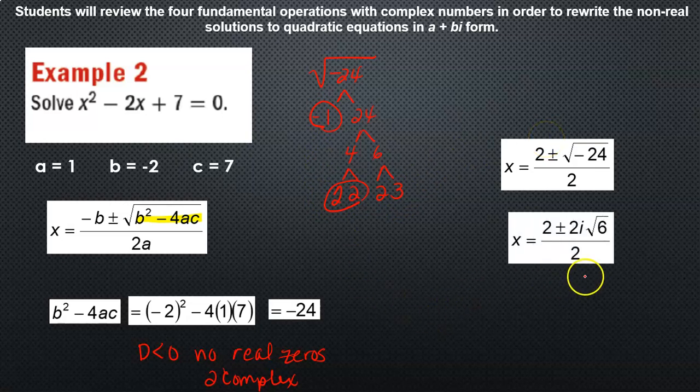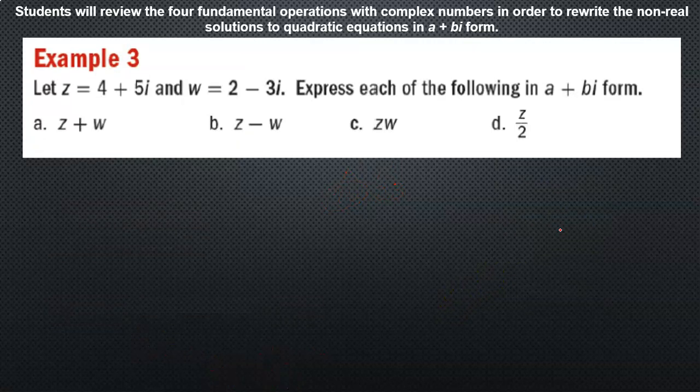Now that's all divided by 2. So 2 divided by 2 is 1. 2i square root of 6 divided by 2 is i square root of 6. Notice we have the plus and the minus. We have both sets. Okay? So those are our two complex solutions. So now we're going to do some practice with these.